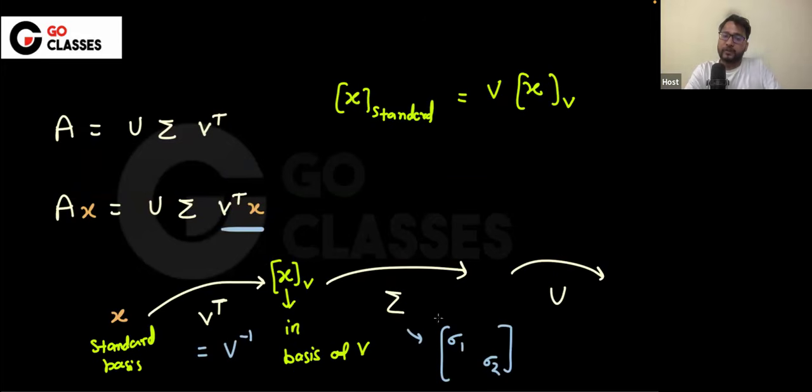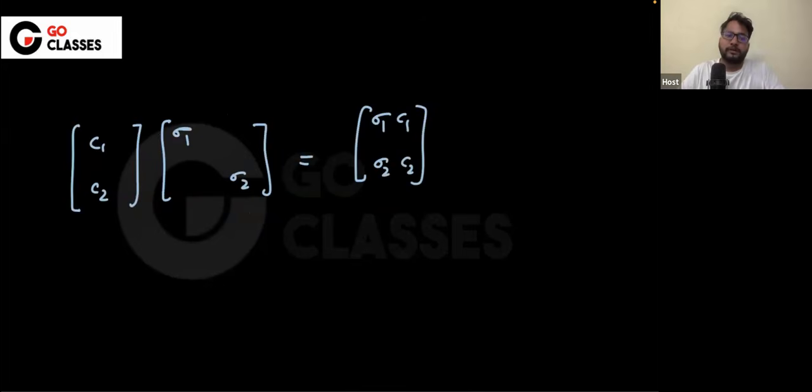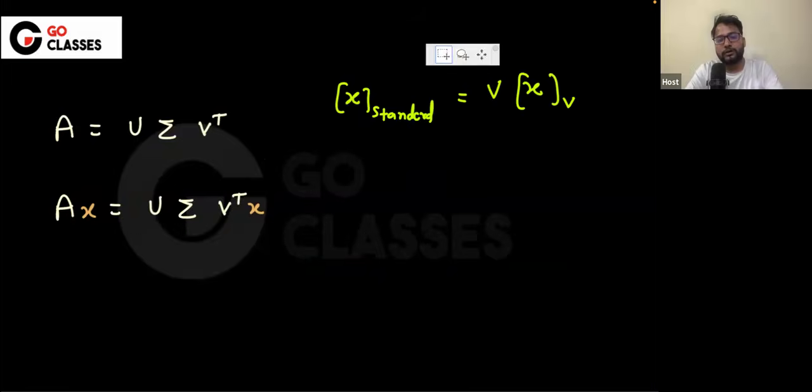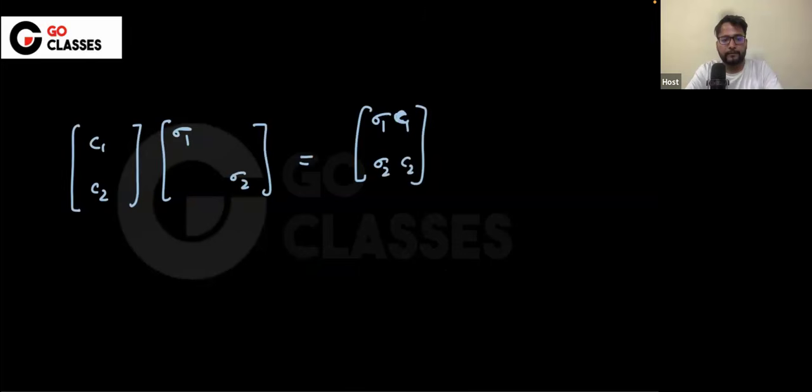Now first you change into the basis of V, then you multiply by sigma. What is the sigma doing? Sigma is saying that I will just multiply each of the coordinates with sigma 1 and sigma 2 respectively. If you multiply anything with the sigma, it does this. Let me go to the next page and break it down, so that you can understand it better.